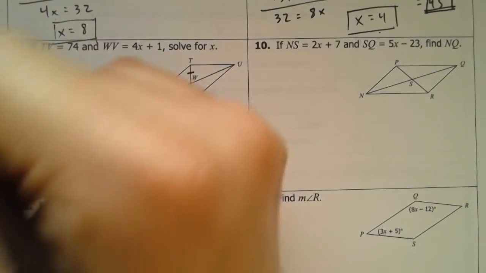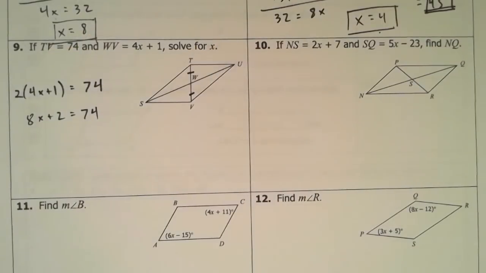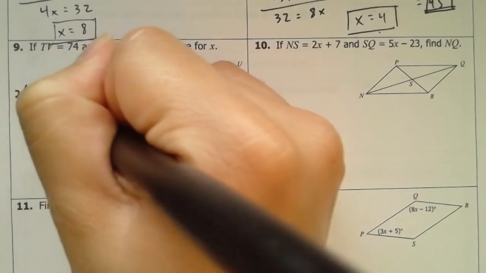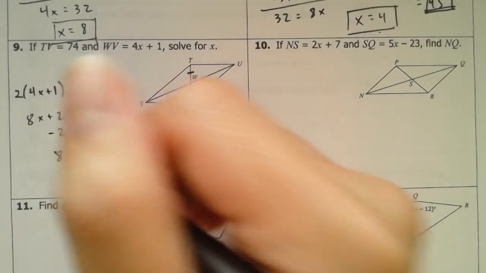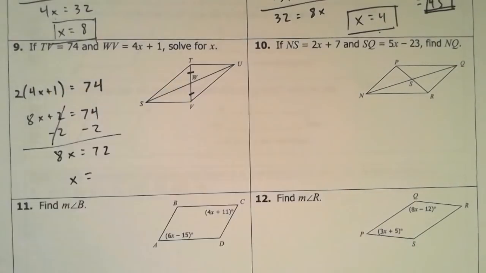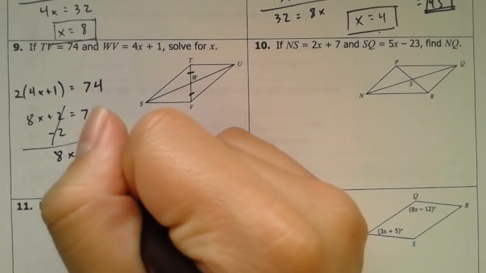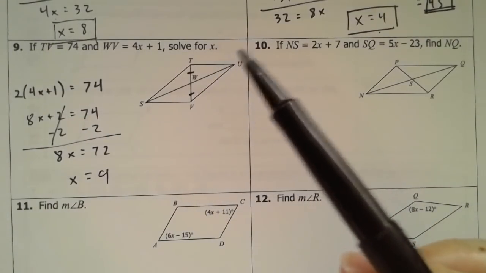Distribute the 2 in, you get 8x plus 2 is equal to 74. Subtract 2 from both sides, you get that 8x is equal to 72. And divide by 8, you get that x is equal to 9. And they're asking us to just solve for x, so I'm done.